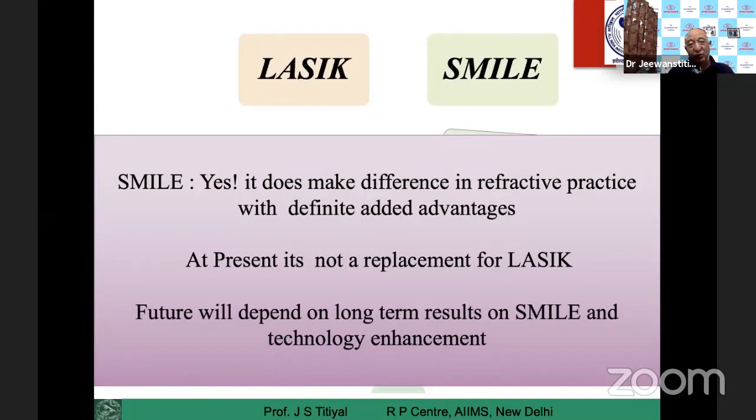The future will depend on how the results of SMILE, especially the retreatment rates, the ectasia factor, or the hysteresis factor in these cases, will make which will be the better choice of surgery for our young patients.